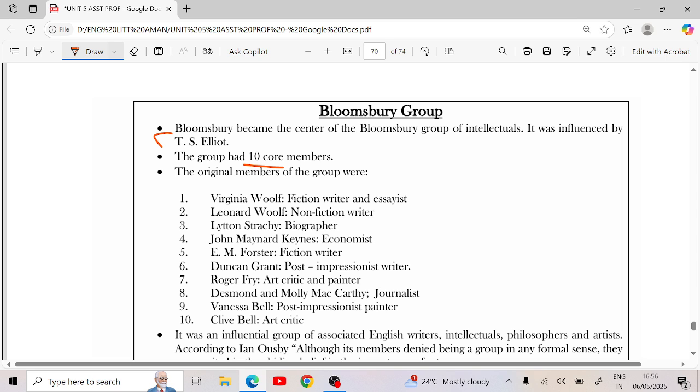There are a total of 10 core members. First Virginia Woolf is there, then Leonard Woolf, her husband, then Lytton Strachey, then John Maynard Keynes, then E.M. Forster, A Passage to India, a very important work. Then Duncan Grant, then Roger Fry, Desmond and Molly McCarthy, who were journalists, and Vanessa and Clive Bell. You have to remember these 10 names, very important. These are the 10 members of the Bloomsbury Group.